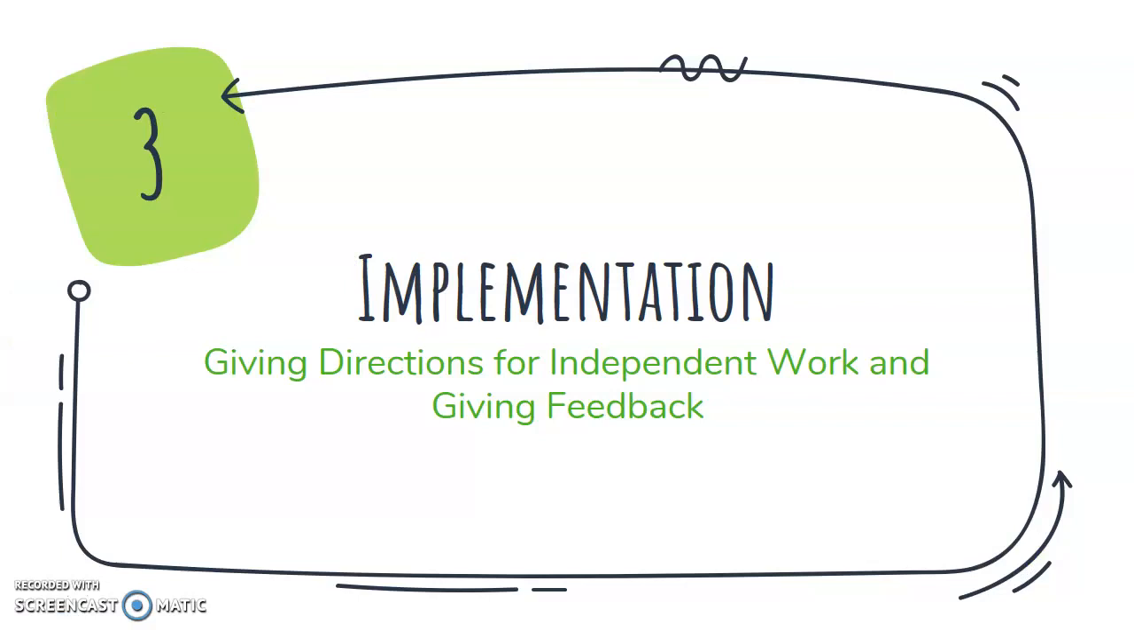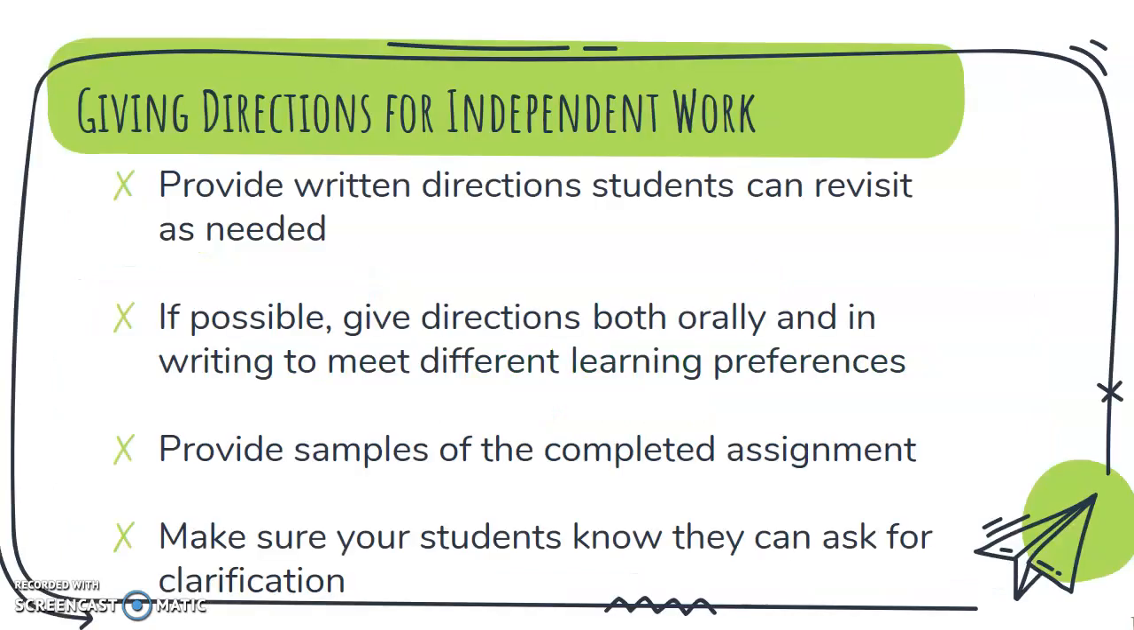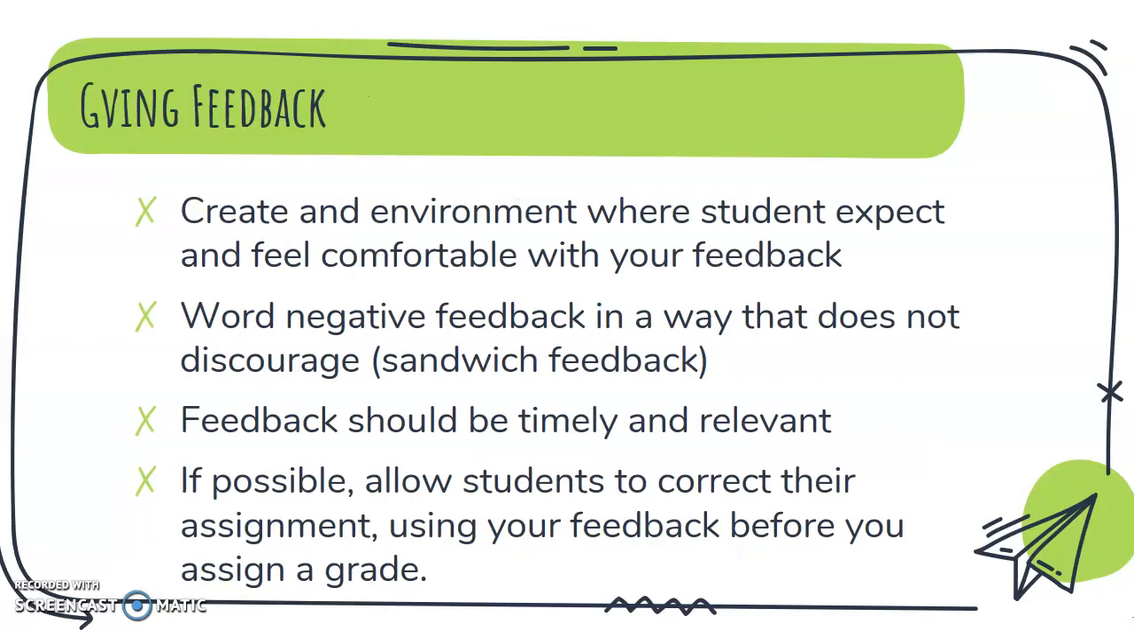Implementation. We'll discuss giving directions for independent work and giving feedback. Students cannot be expected to work independently unless they know and understand what you expect them to do. This can be challenging online because you're not always available to answer their questions. So you want to make sure you provide written directions so students can revisit them as needed. If possible, give directions both orally and in writing to meet different learning preferences. Provide samples of the completed assignment for students to use as long as it doesn't give away too much information. And also make sure your students know they can ask for clarification.